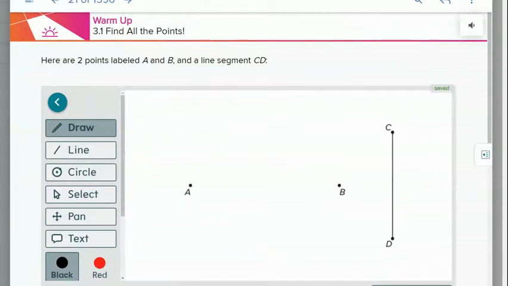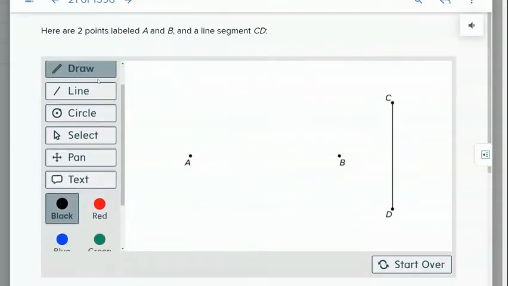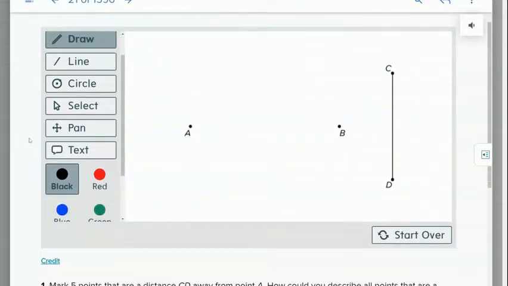Here is the warm-up, 3.1, find all the points. Here are two points labeled A and B and a line segment CD. They have a set of instructions for us. For number one, it says mark five points that are a distance CD away from point A. How could you describe all points that are a distance CD away from point A?